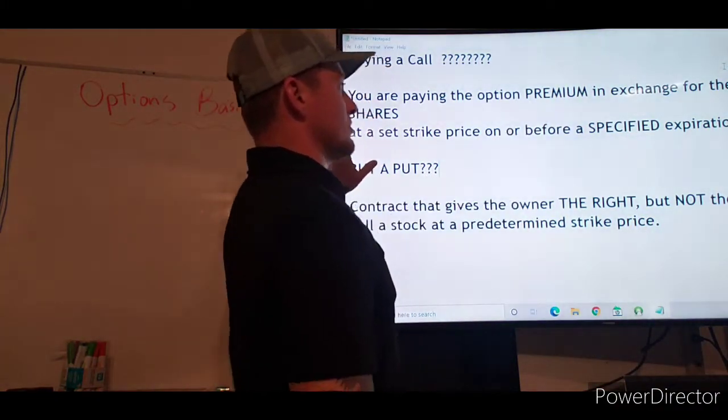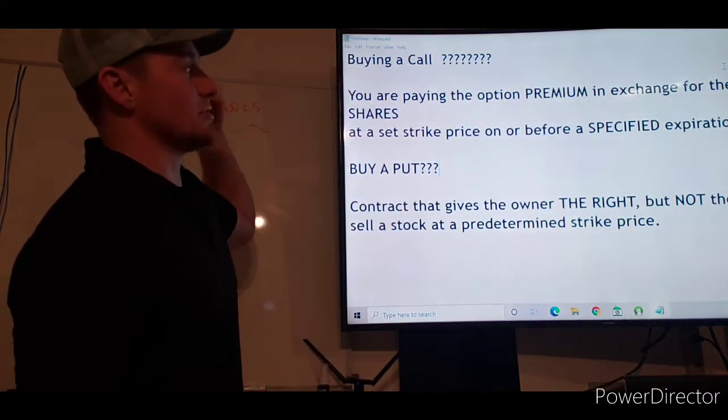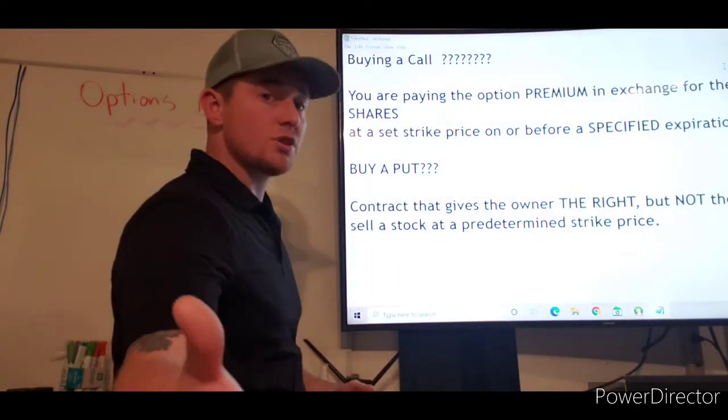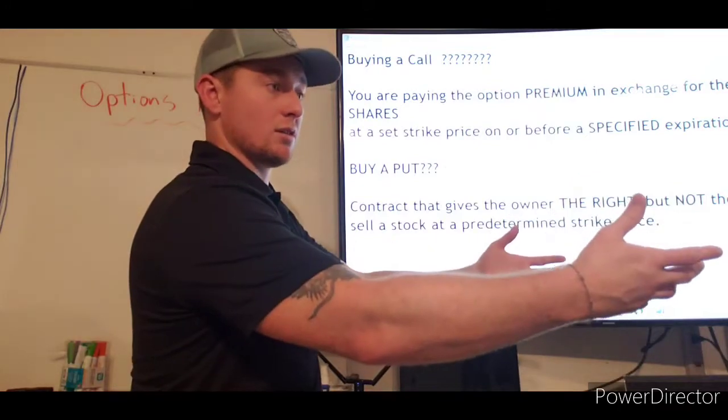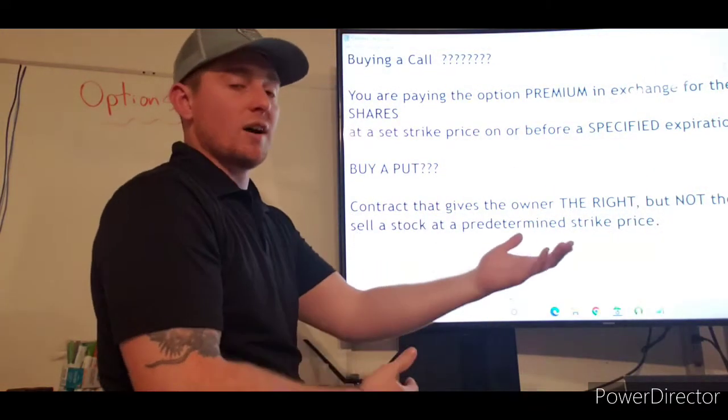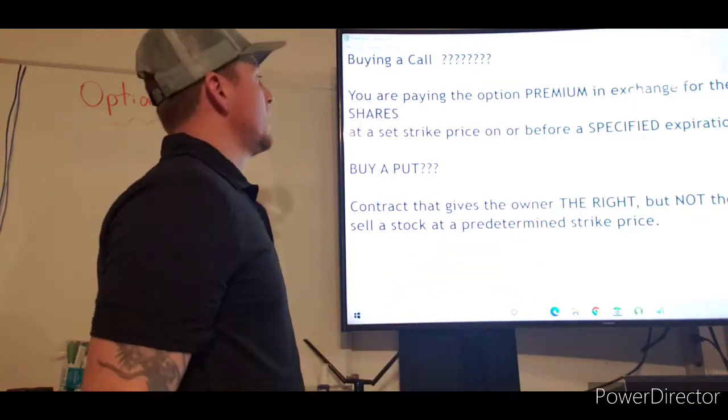So that kind of covers calls, right? Again, you have the right to buy the shares at a set strike price on a specified date. But again, if you don't have the money for the shares, you just exercise the right to the money of the contract. So whatever the face value of the contract is, that's what you get.